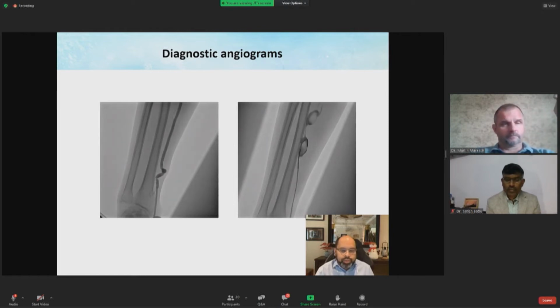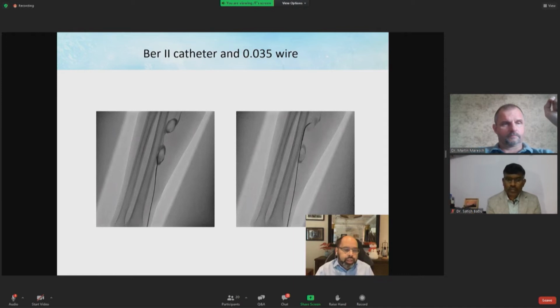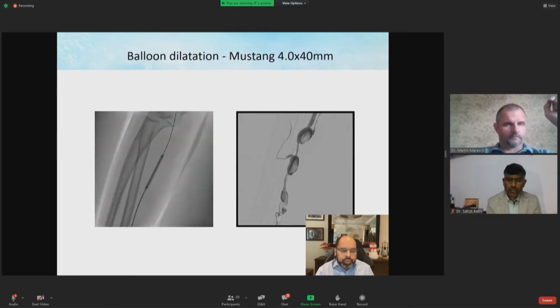And you see the first picture on the right side where there are 2 aneurysmal segments with a lot of thrombus in them, and the venous limb is very narrowed. We then proceeded to intervene. So using the BER catheter, we were able to maneuver the Terumo 034 wire followed by the BER2 catheter.